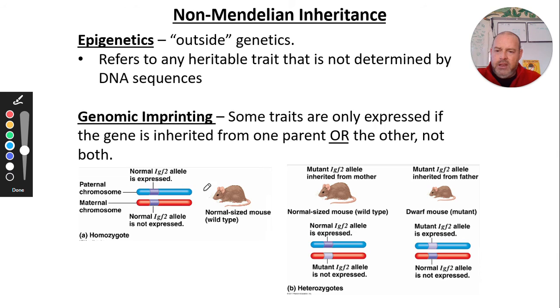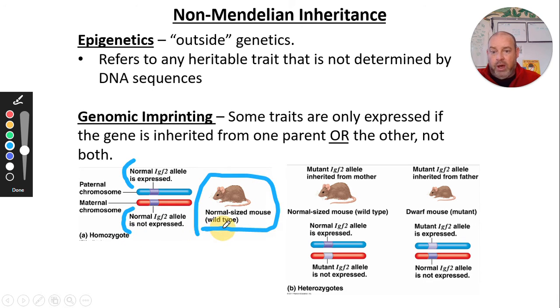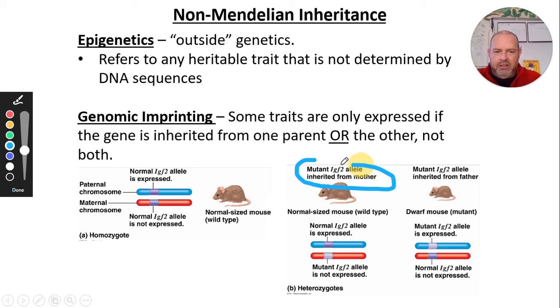Over here, the blue one is going to be the father's chromosome. The red one is the mother's chromosome. The normal allele for the father is expressed. The normal allele for the mom is not expressed. And we get a normal mouse, the wild type, the regular version, right? Down here it says mutant version of the allele inherited from the mother. This one right here is a mutant, meaning a mutation. But the father's is still normal.